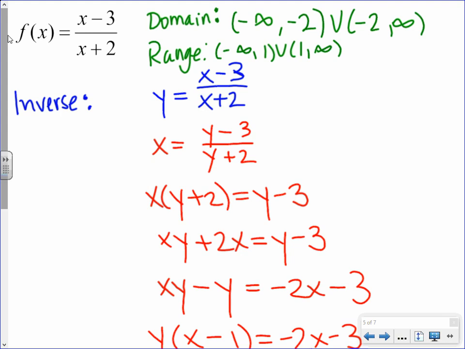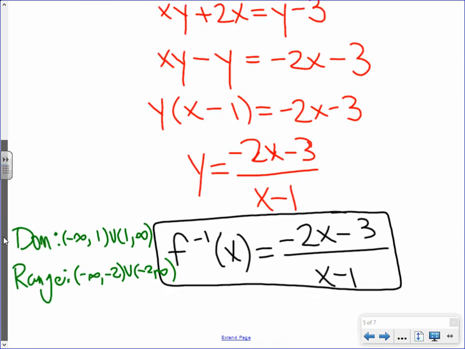exclude those numbers. If you recall back in Algebra 2, if the degree of your numerator was the same as the degree of your denominator, then your horizontal asymptote is whatever those coefficients are. So here we have an asymptote at y equals 1, which correlates to our range. Here, in our inverse, since the degrees are the same, we have a horizontal asymptote at y equals negative 2, which is why negative 2 is excluded in our range. Now, we're going to work with rational functions more in Chapter 2.